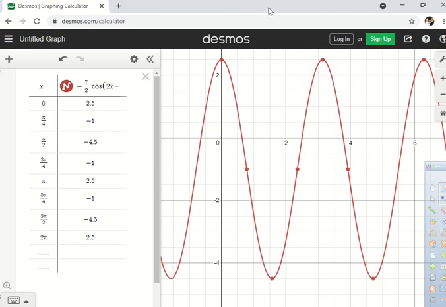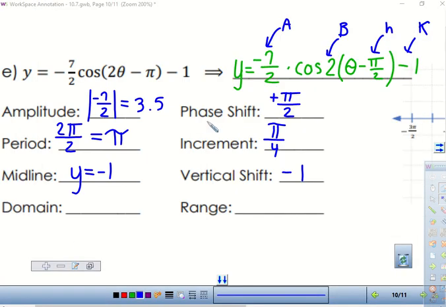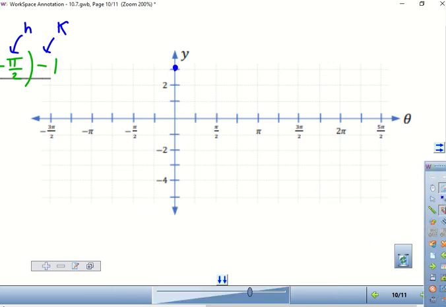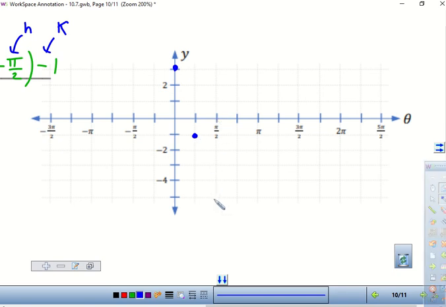Now I'm just going to pull this over to the side so I can graph it on my own, but I'm going to be taking those values right from my table. So at 0, it tells me to start at 2.5, which is right here. At pi over 4, which is in the middle, it tells me to go down to -1. At pi over 2, it tells me to go down to -4.5. At 3 pi over 4, it tells me to go to -1. And at pi, it tells me to go back up to 2.5.